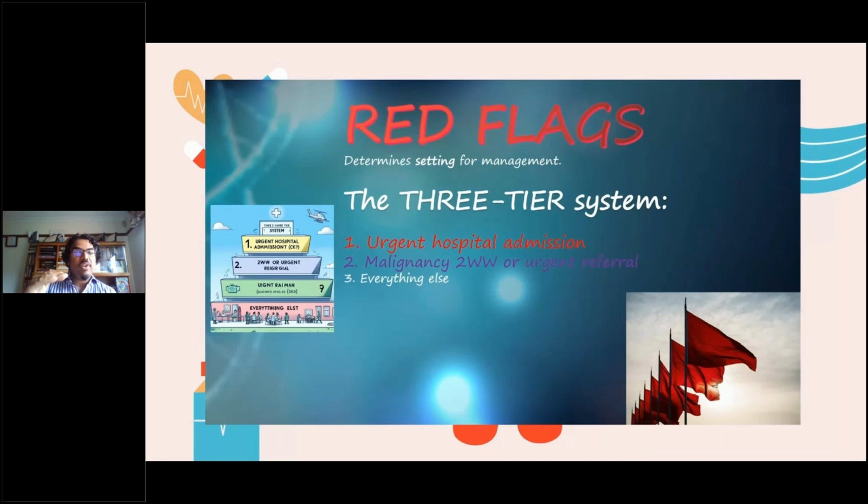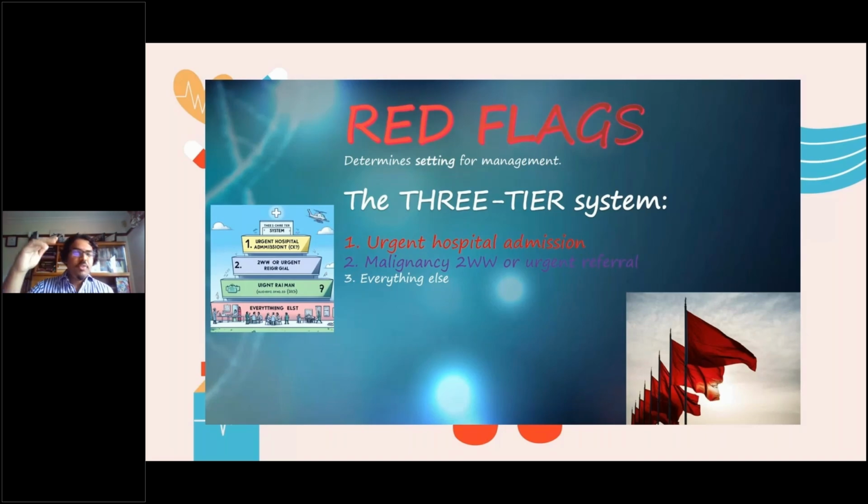If they're fulfilling those criteria, that's what you need to do, and that's the level at which we're taking care of them. Okay, so if they're fulfilling malignancy 2-week wait criteria, deal with it then, and arrange appropriate follow-up at an appropriate juncture.